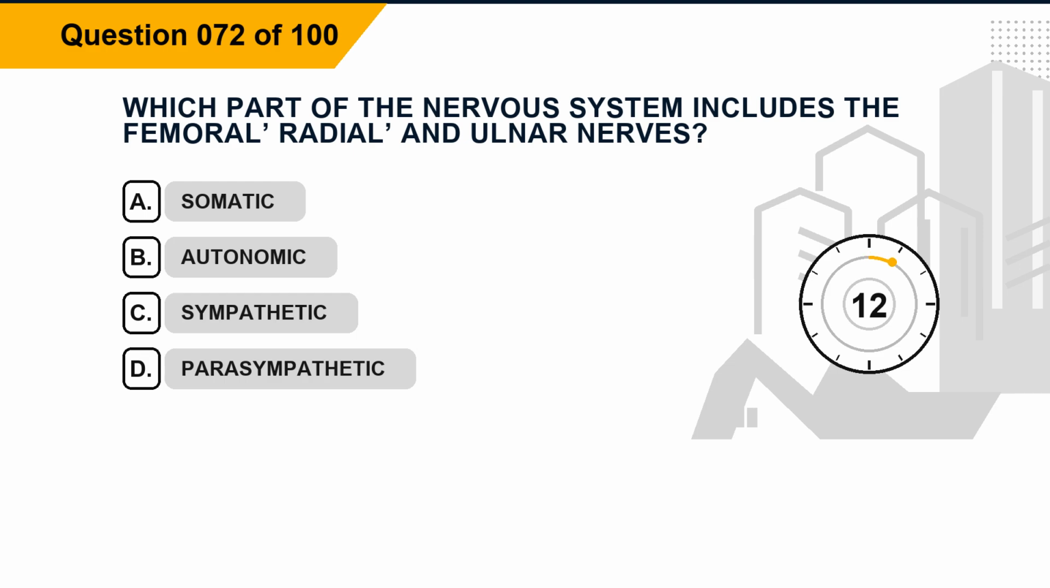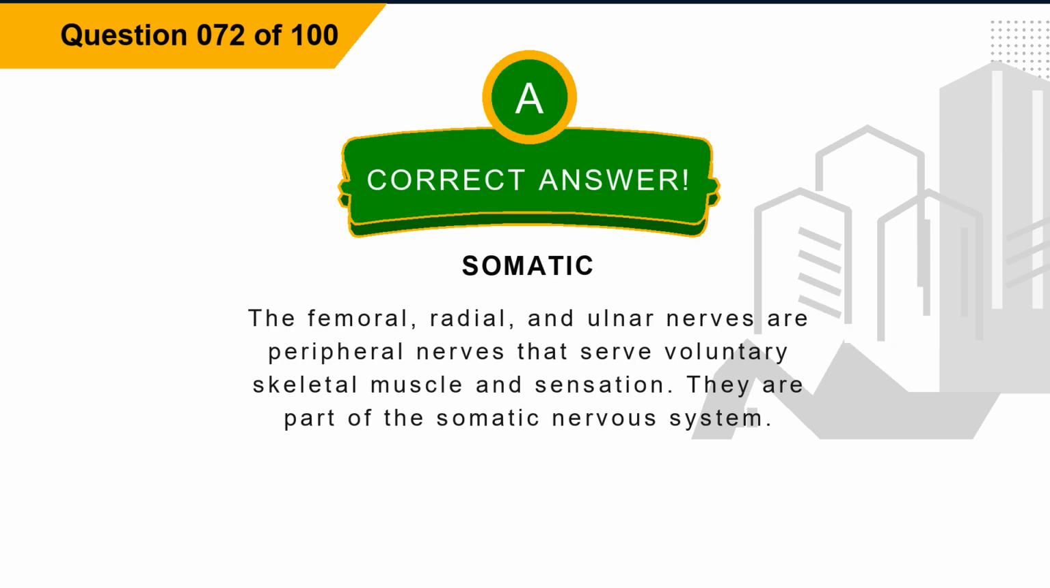Question 72. Which part of the nervous system includes the femoral, radial, and ulnar nerves? Option A, somatic. Option B, autonomic. Option C, sympathetic. Option D, parasympathetic. The correct answer is option A, somatic. Explanation. The femoral, radial, and ulnar nerves are peripheral nerves that serve voluntary skeletal muscle and sensation. They are part of the somatic nervous system.